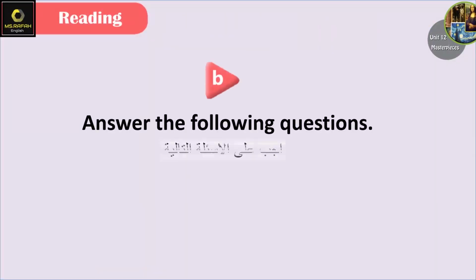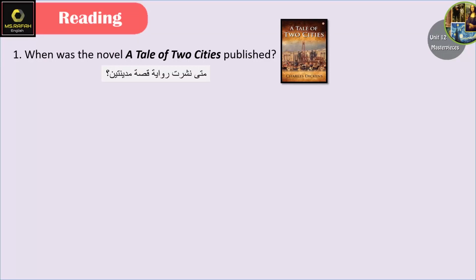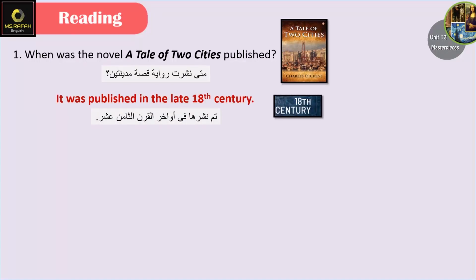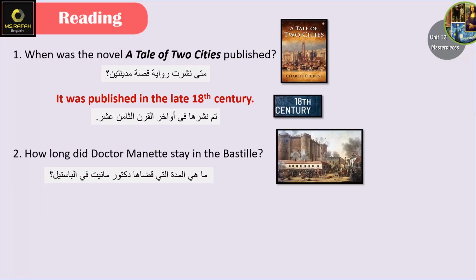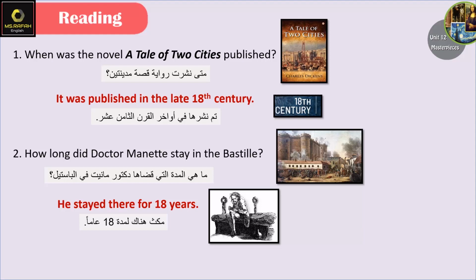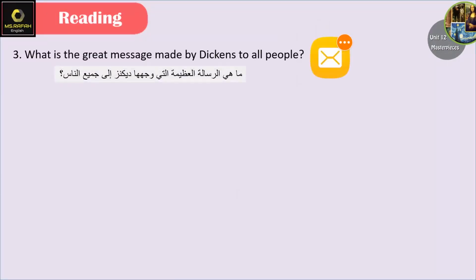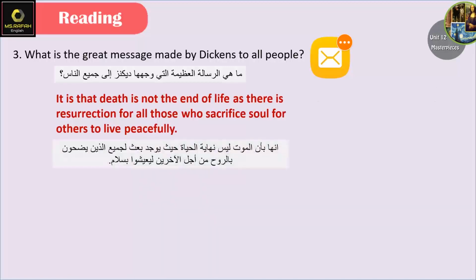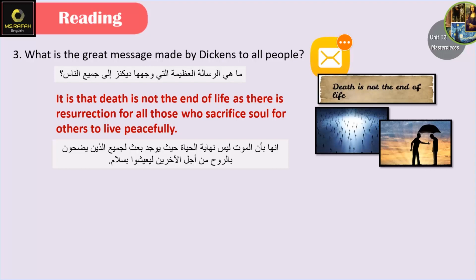Question B. Answer the following questions. When was the novel A Tale of Two Cities published? It was published in the late 18th century. How long did Dr. Manet stay in the Bastille? He stayed there for 18 years. What is the great message made by Dickens to all people? It is that death is not the end of life, as there is resurrection for all those who sacrifice soul for others to live peacefully.